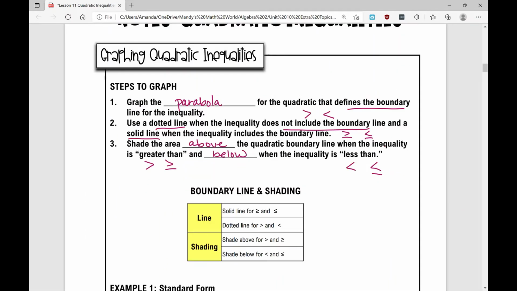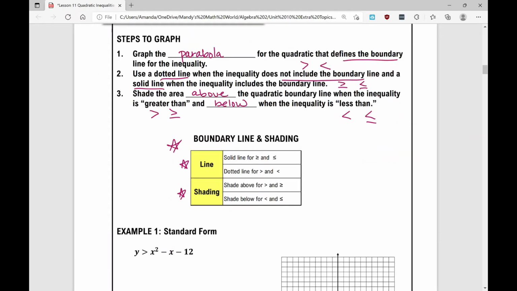So those rules are actually outlined in this table right here. This shows you what type of line to use and your shading. And because it's an inequality that we're going to be graphing, we're going to have a solution set, right? It's not just like x equals, it's going to be x is greater than or equal to, right? You've got those inequality symbols, so on your graph, you're going to have some shading.